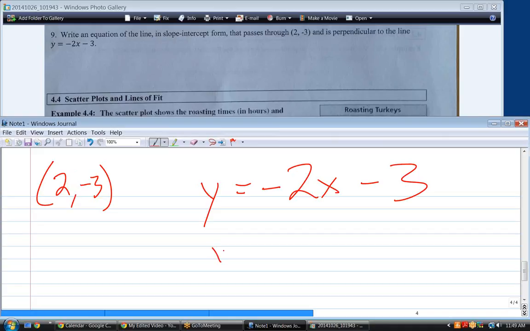So the equation of the new line, we're going to start out calling it y = mx + b. What do we know from that form? We know the slope. Not parallel, just perpendicular. What does perpendicular mean about slope? The slope of that given line is -2. That's not the slope of our line.